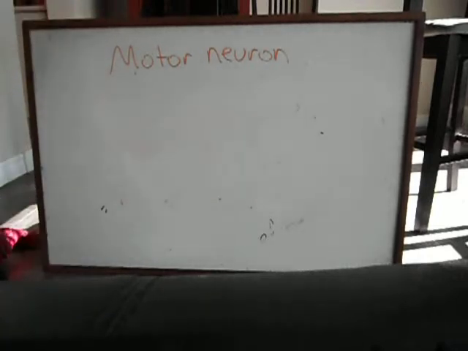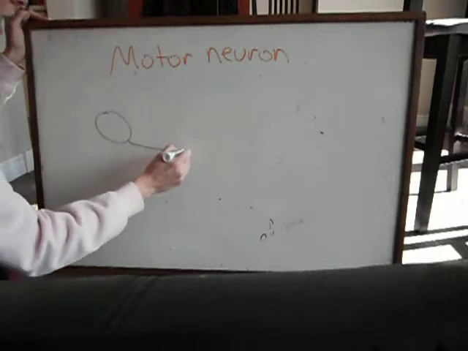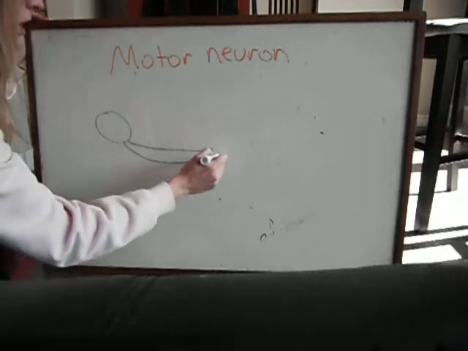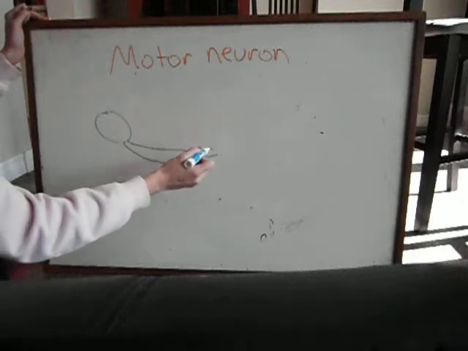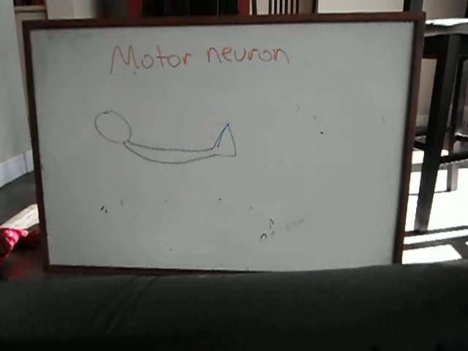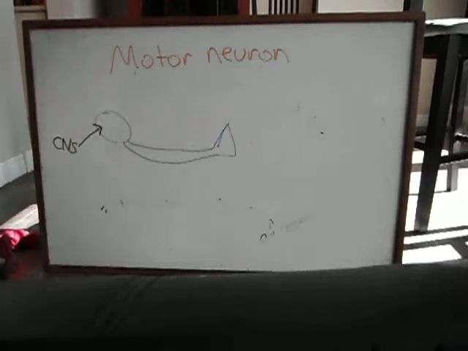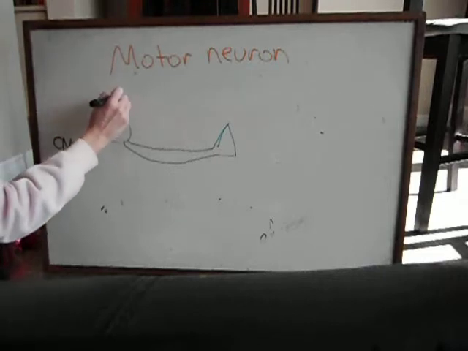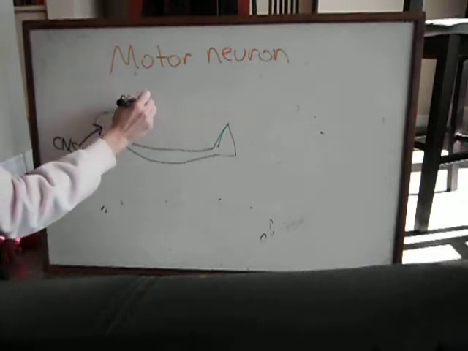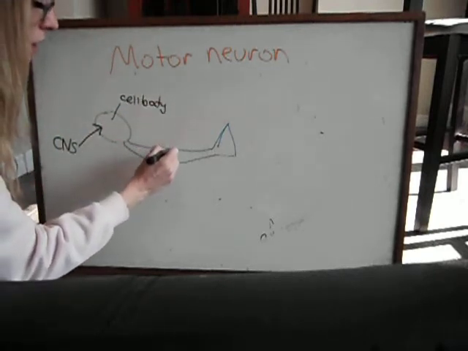So if I were to draw that neuron in a bigger picture, here we have the cell body, we have the axon that's coming away from the cell body and carrying the signal, and then we have the axon terminal. So what's going to happen is the signal is going to come from the CNS. It's going to create a signal in the cell body. And it's going to send a signal down the axon.